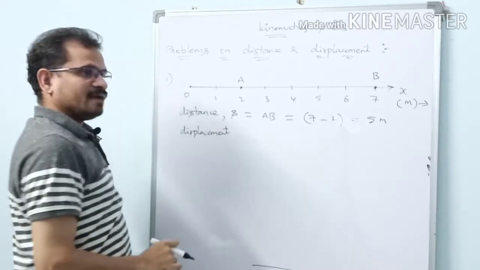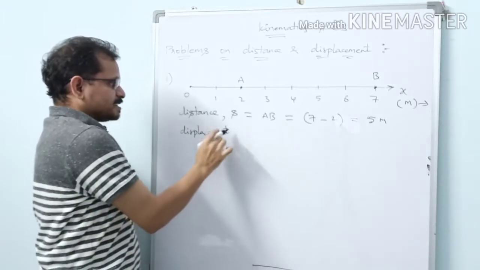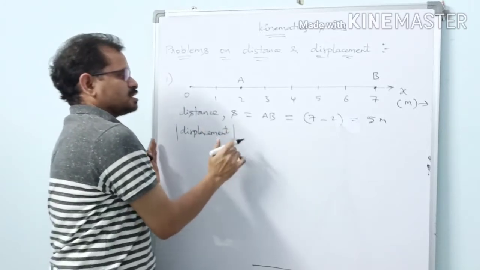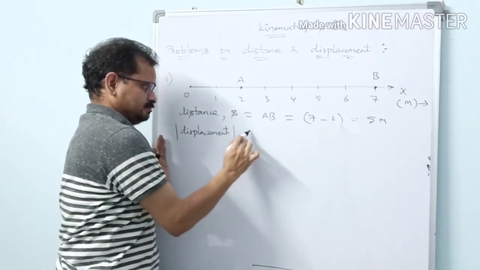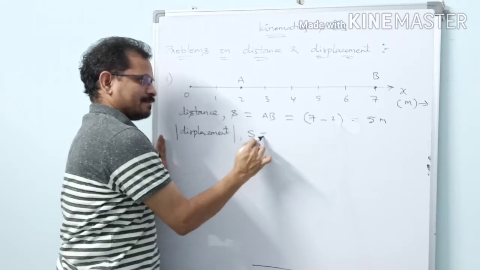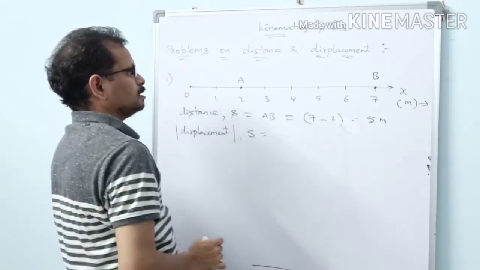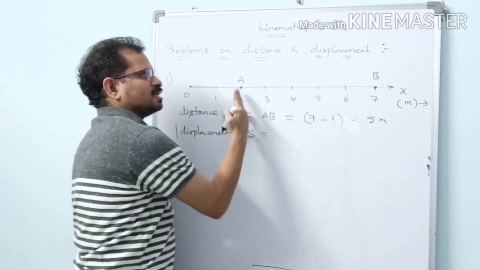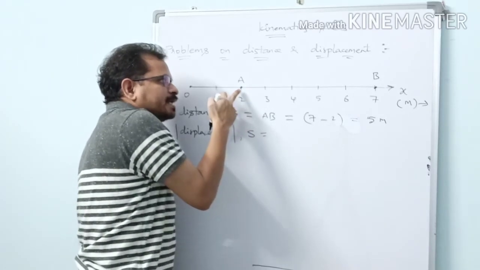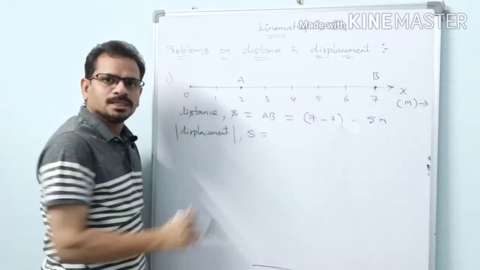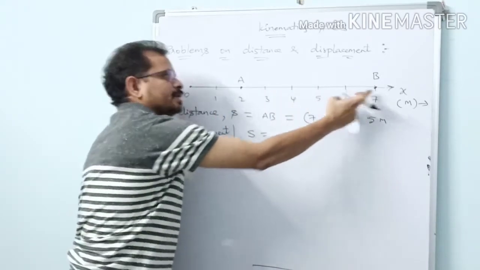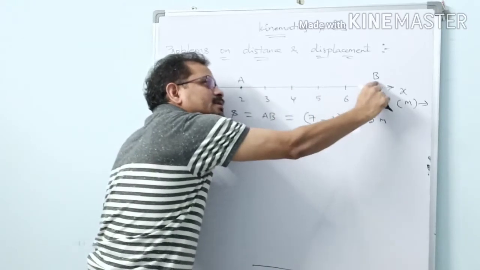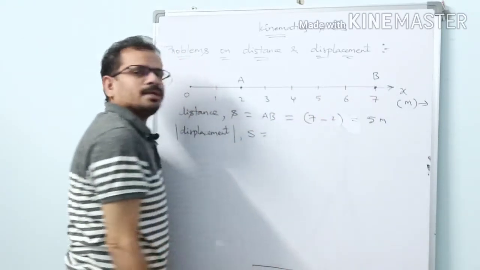Now what is the displacement in this case? Displacement has direction, no? So let us consider its magnitude, the modulus of displacement, that is S, capital S. What is the displacement here? It is the length of the straight line joining the initial point to the final point. What is the initial point here? A. What is the final point here? B. The body starts its motion from the initial point and reaches its final point.